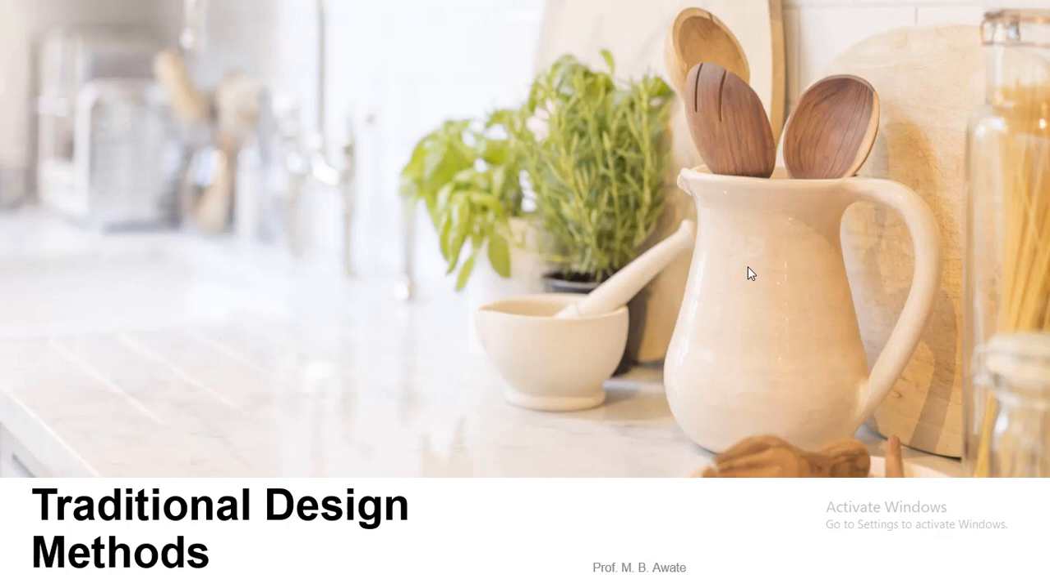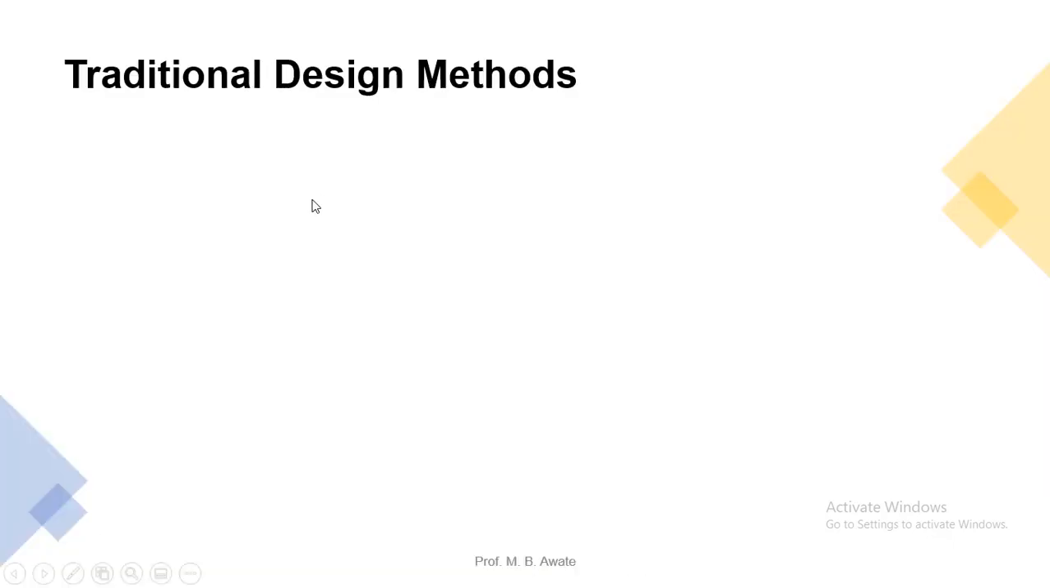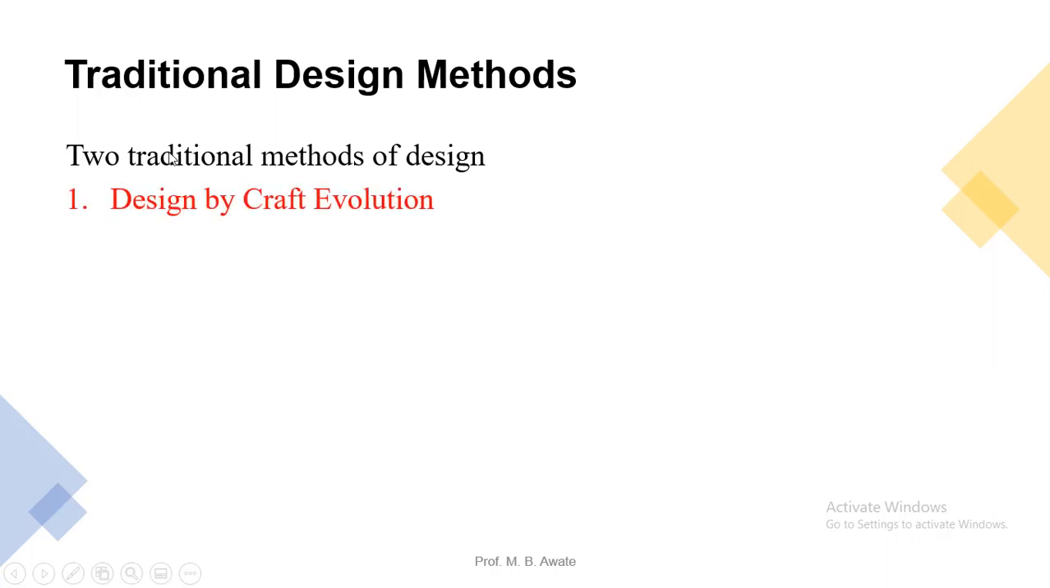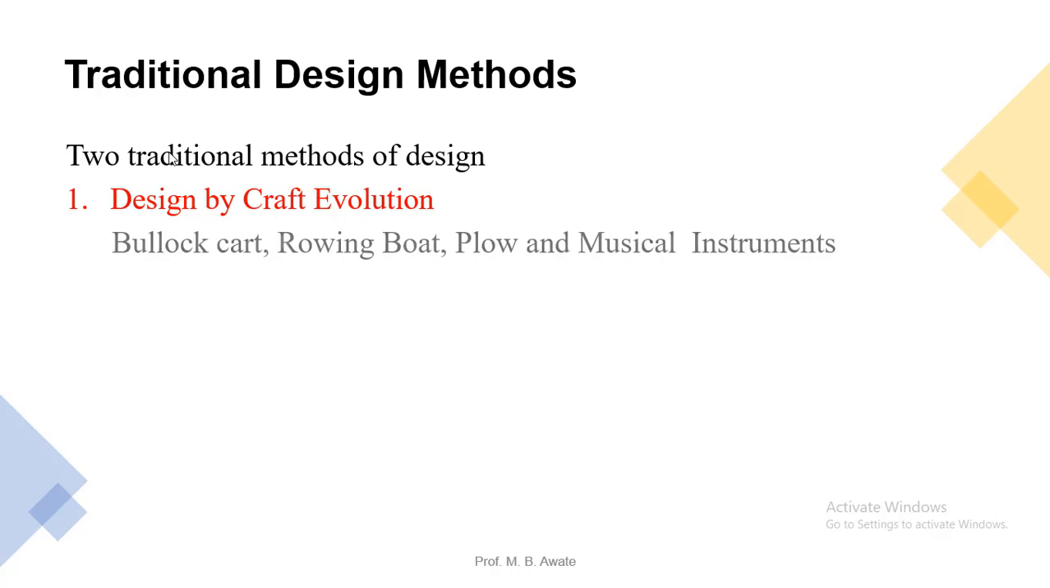Today we are dealing with the topic traditional design methods from the subject Machine Design 1. So there are two traditional methods of design. First one is known as design by craft evolution, and then we will see the examples of the products which are made by using the craft evolution method. Those are bullock cart, rowing boat, plow and the musical instrument. And the second traditional method of design is design by drawing.